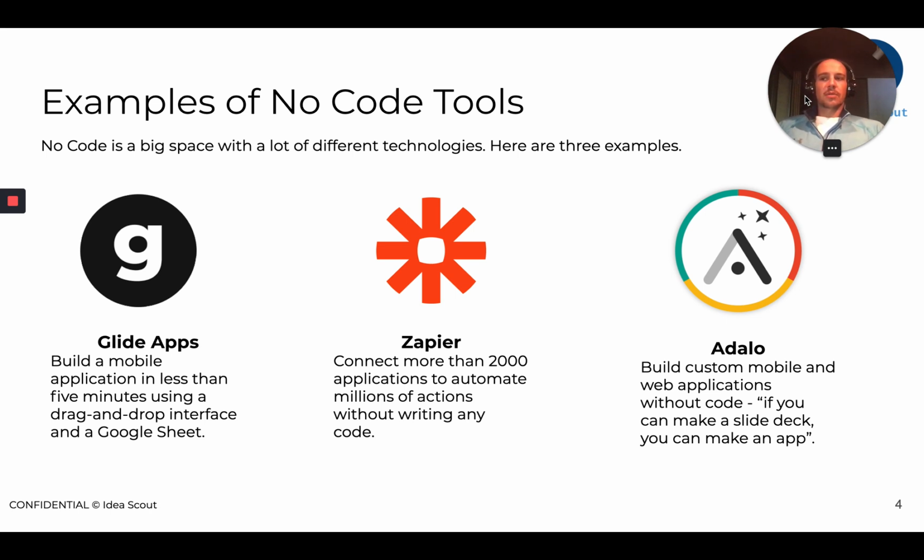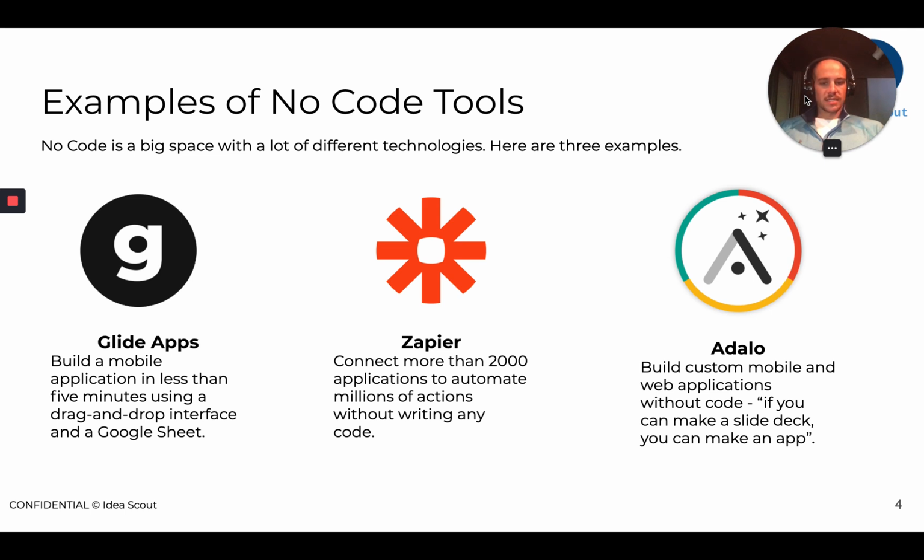And you start with a Google Sheet, and then connecting that to the Glide Apps account, you have created a mobile application. From there, you drag and drop information into Glide Apps through a visual interface without writing any code to edit your mobile app. It is very, very simple and easy.